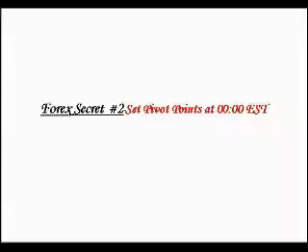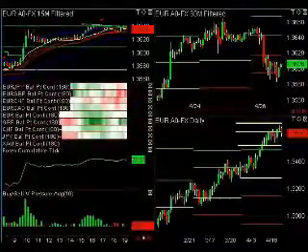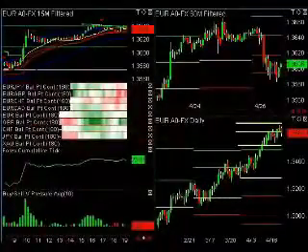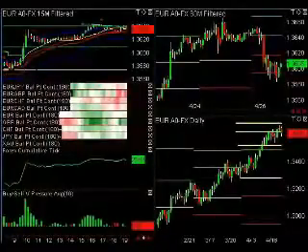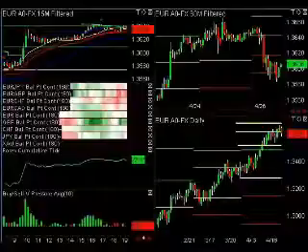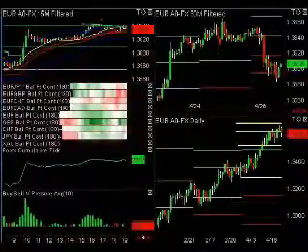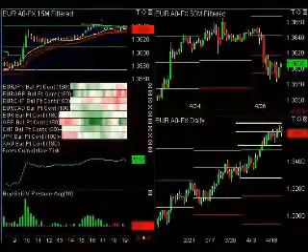Set pivot points at midnight Eastern Standard Time. Pivot points are used by floor traders to determine a daily price range. It is calculated as follows. Pivot point equals the high plus the low plus the close divided by 3.